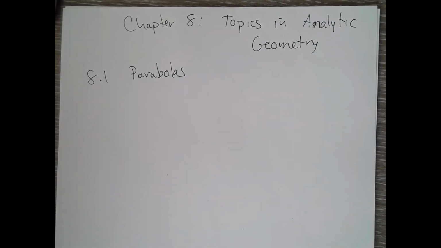All right, so Chapter 8 is Topics in Analytic Geometry. Today we're going to talk about parabolas. Parabola is a type of conic section. We're going to do a couple other conic sections. 8.2 I think is ellipses. 8.3 is hyperbolas. I don't know if we're going to talk much about circles, but that's another example of a conic section.